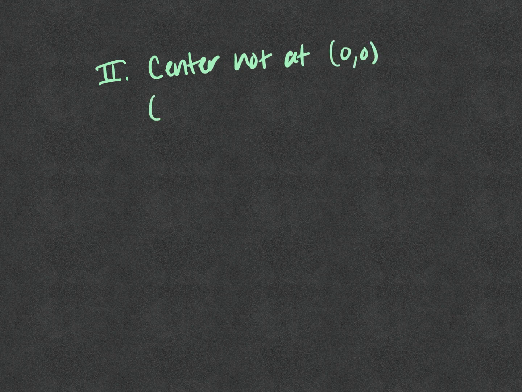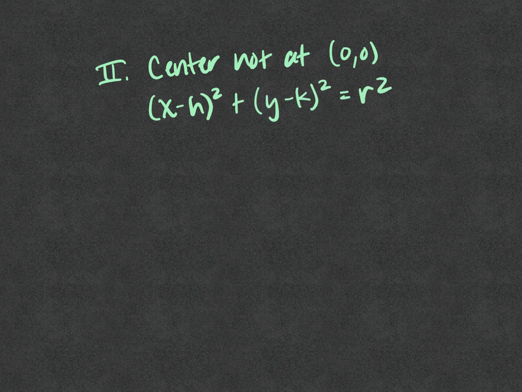So standard form says (x minus h) squared plus (y minus k) squared equals r squared. And when you do this, we have a center at h comma k.